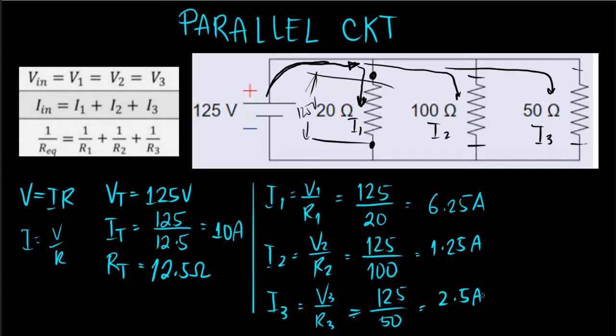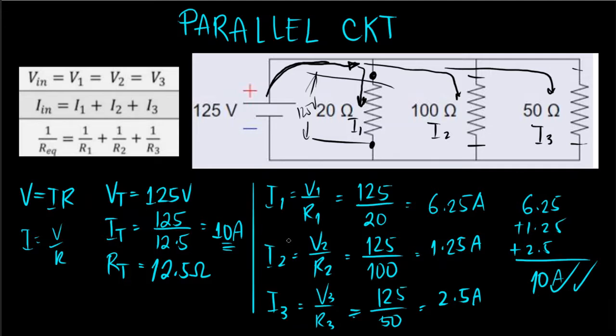Okay. So, like what happened in the series, we can check if our answers are correct. Because we know that the total current is just the sum of all of them. So, our total current is 10. So, is it correct? 6.25 plus 1.25 plus 2.5, is it equal to 10? Yep, it is indeed equal to 10. So, our sums for I1, I2, and I3 are correct.